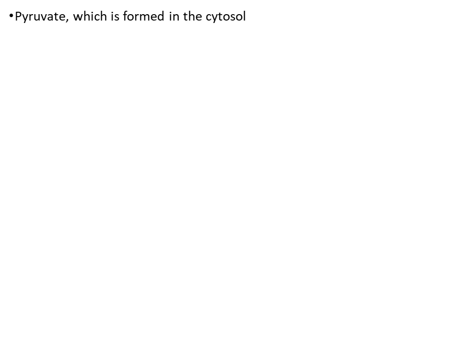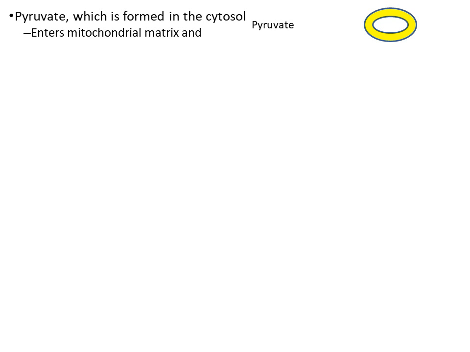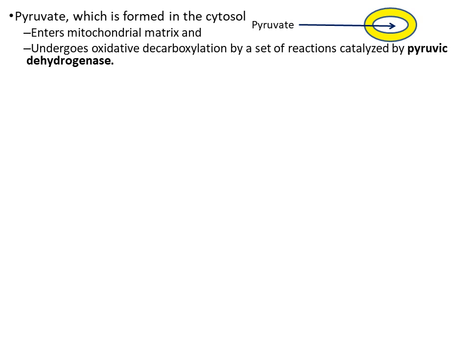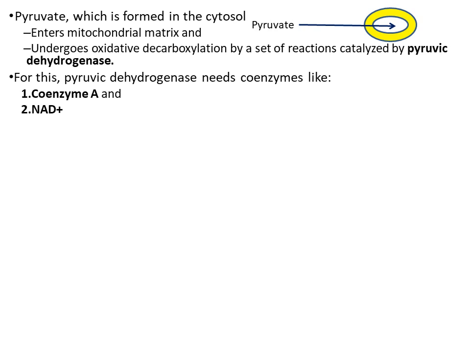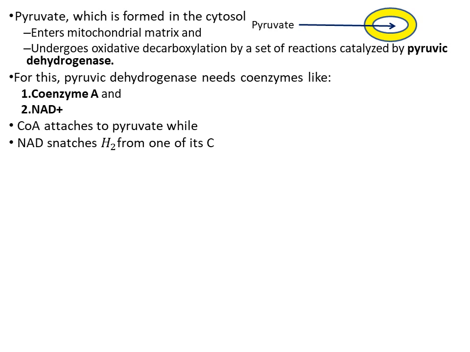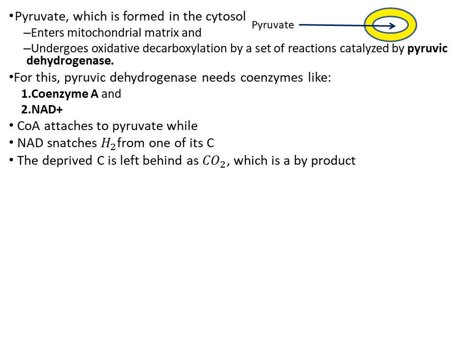So pyruvate, which was formed in the cytosol during glycolysis, enters the matrix of the mitochondria and undergoes oxidative decarboxylation. That is, it is oxidized and carbon dioxide is released by a set of reactions catalyzed by pyruvic dehydrogenase. The pyruvic dehydrogenase requires coenzymes, coenzyme A and NAD+. Coenzyme A attaches to the pyruvate while NAD takes hydrogen atoms from one of its carbons. The deprived carbon is left behind as carbon dioxide, which is a byproduct.